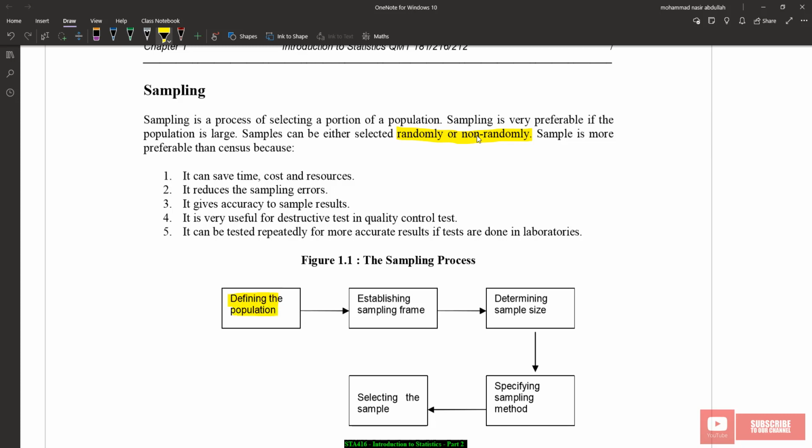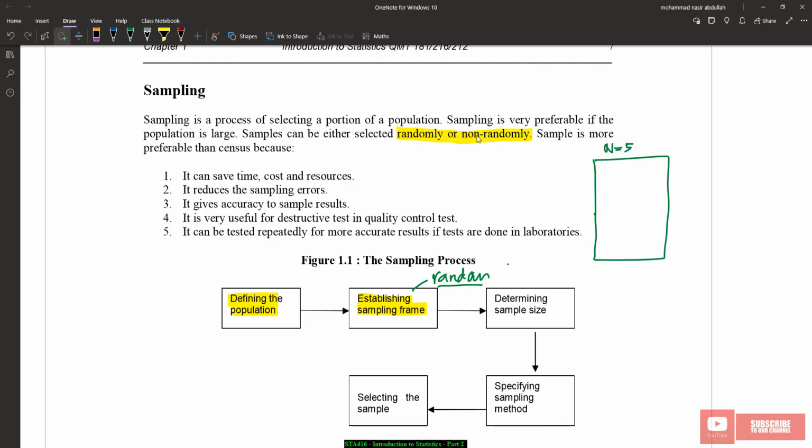First, we need to define the population. We need to know what our population is and what the target population is. Then we need to establish a sampling frame if we want to do random sampling techniques. After we establish the sampling frame, we need to determine the sample size that we want to select.